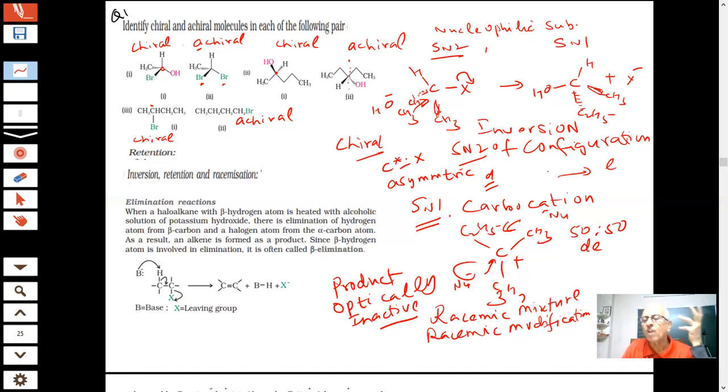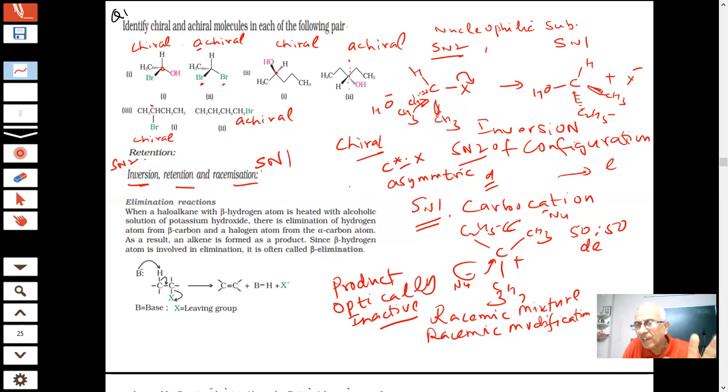And if the carbon is not asymmetric, then there is no problem, nothing will happen. Because the carbon is not asymmetric, it can be said that there is retention of configuration. So there are three things only: inversion, retention, and racemization. SN1 gives racemization, SN2 gives inversion, and if the carbon is not asymmetric, there is no change, so retention of the configuration. So three possibilities are there when a nucleophilic substitution reaction takes place.